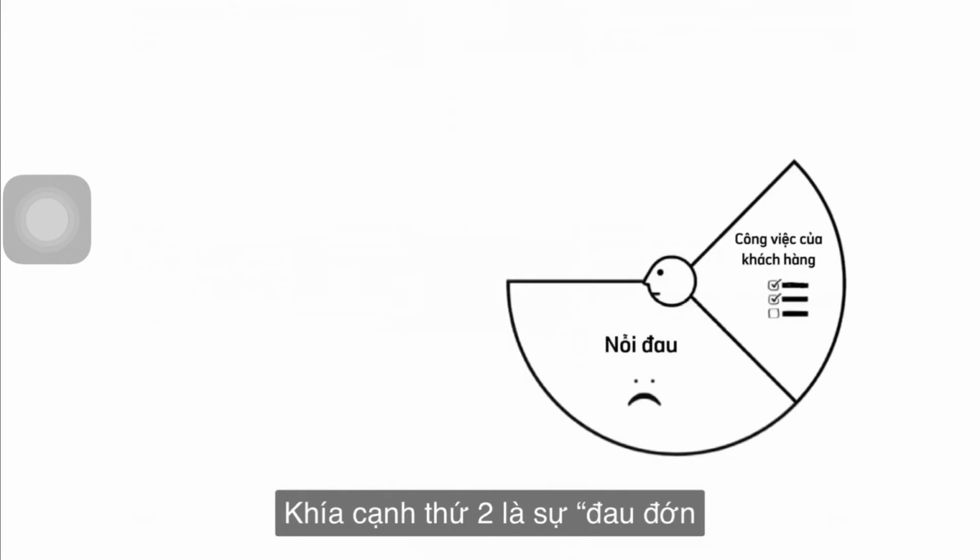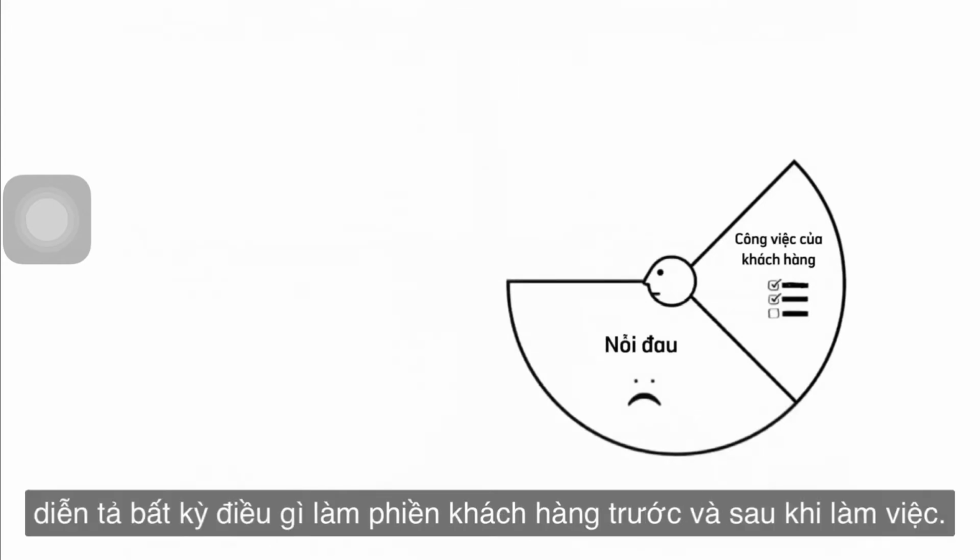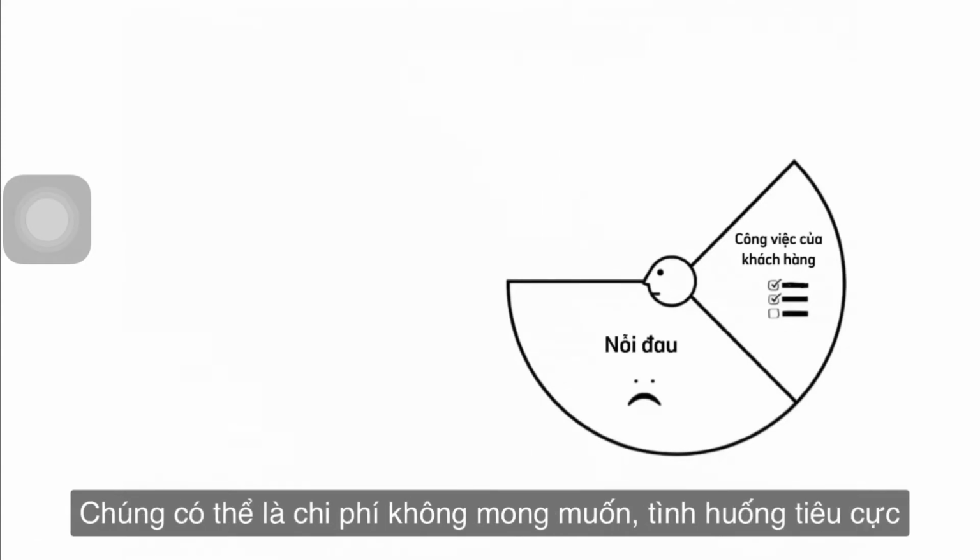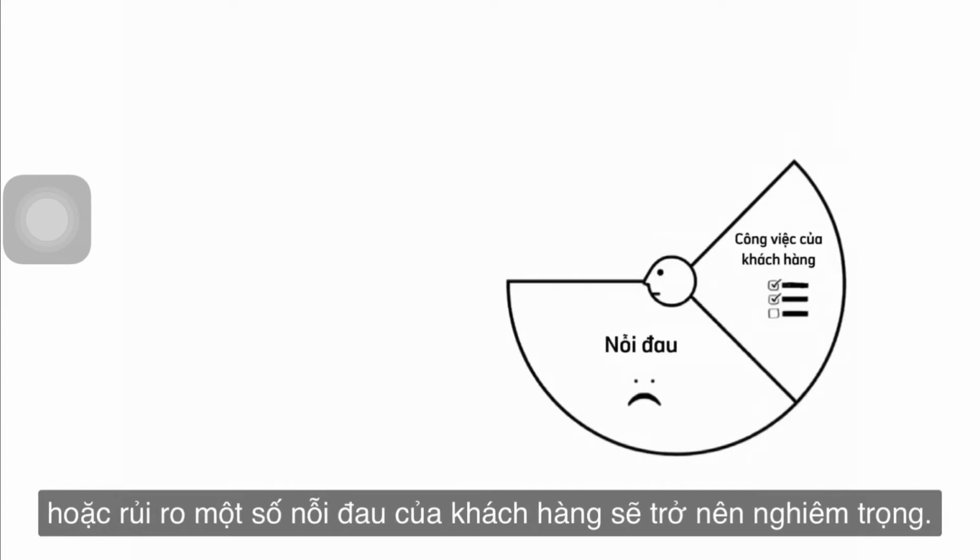Then the second aspect here are the pains, describing anything that annoys your customers before, during, and after getting a job done. This could be undesired costs and situations, negative emotions, or risks. And again, some customer pains will be severe, others light.